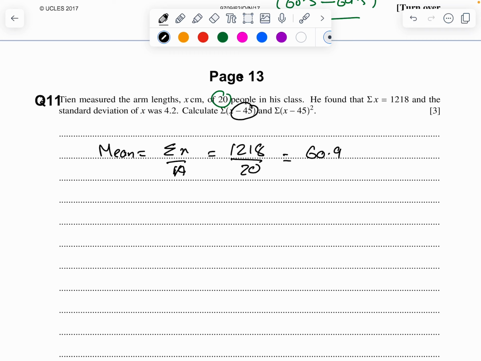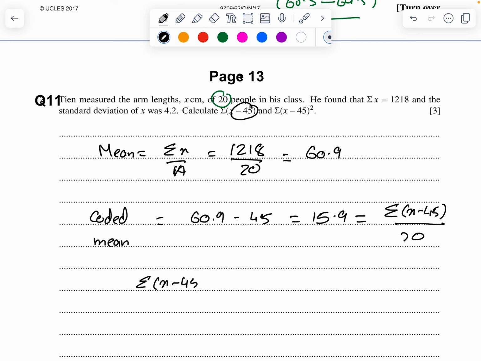Now the coding is 45. So the coded mean is 60.9 minus 45, which gives me 15.9 as the coded mean. But coded mean is sigma of x minus 45 divided by n, 20. So sigma of x minus 45 will be 20 times 15.9, which is going to be 318. That's going to be the answer.